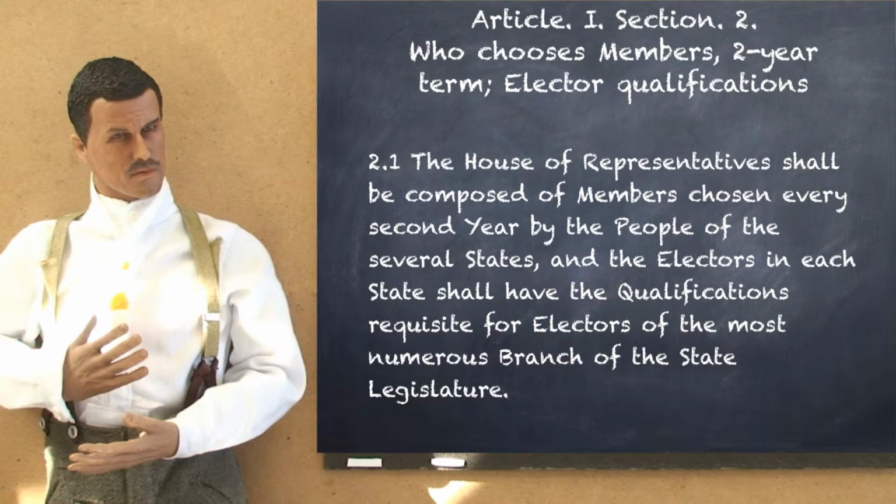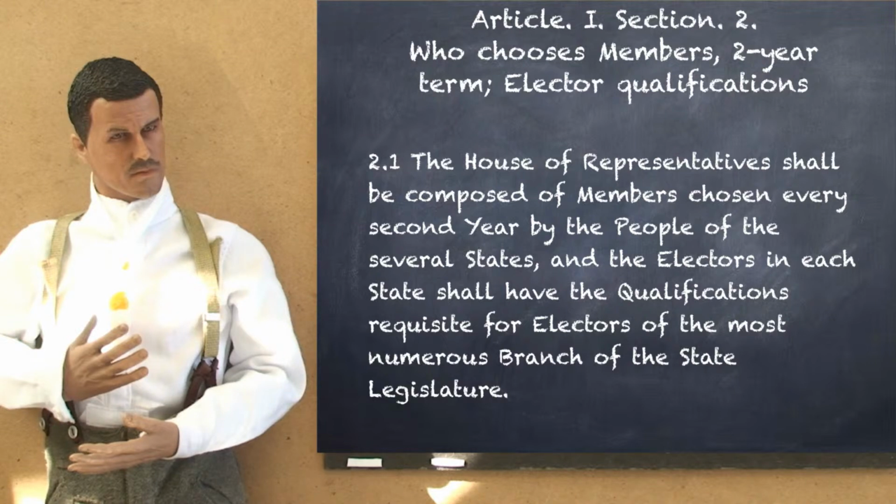So 2.1 has to do with who chooses the members and the term. Well, let's look at that first. It says the House of Representatives shall be composed of members chosen every 2nd year by the people of the several states. So this says that who chooses the members is the people of the several states. And it also says that they're chosen every 2nd year. So that means it's a 2-year term for a representative.